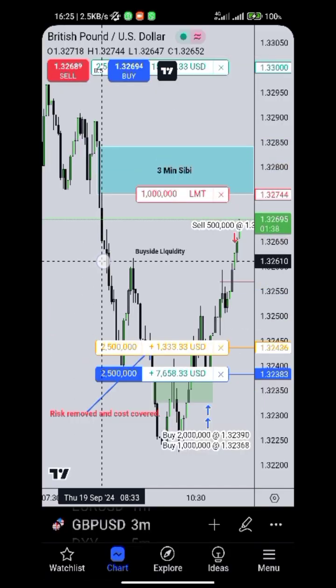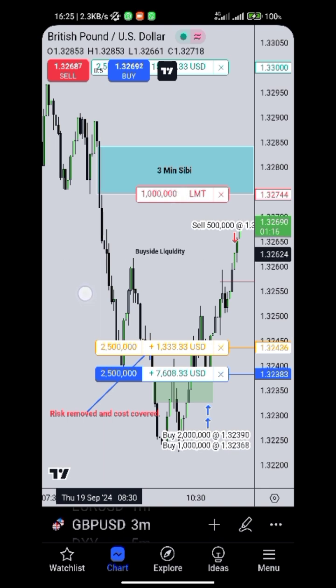The high of this candle is 1 point. Remember, this is where you look at the top left corner where this buy and sell is, OHLC, open high low close. 1.32744. That's the high of this candle at 8:33. That is what my limit is here. 1.32744.